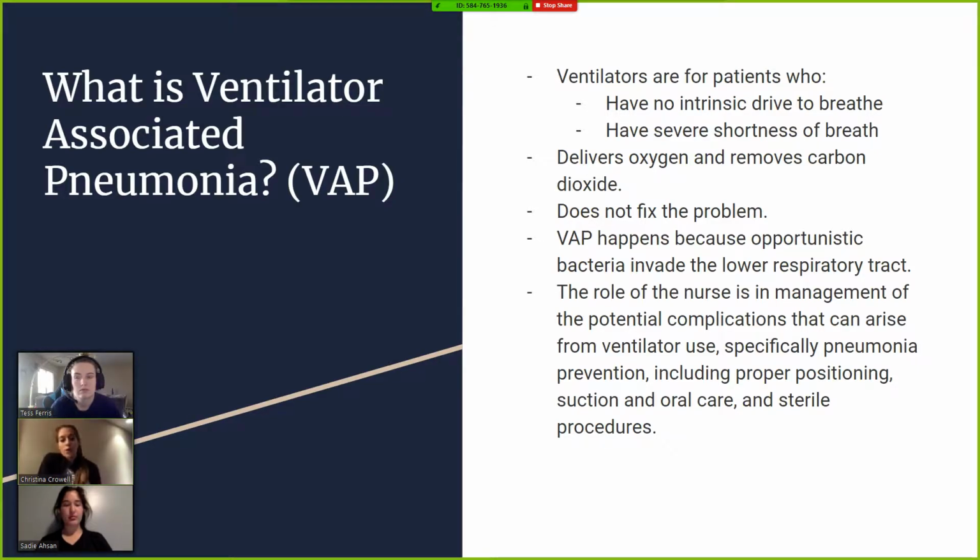The role of the nurse is in management of the potential complications that can arise from ventilator use, specifically pneumonia prevention, including proper positioning, suction and oral care, and sterile procedures. VAP occurs because the body's defenses to fight against infection are compromised by intubation, allowing oral and gastric secretions to enter the lower airway.